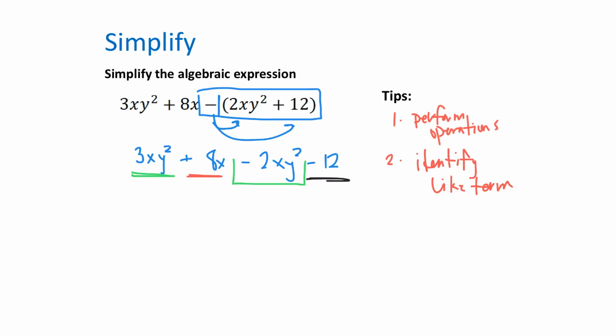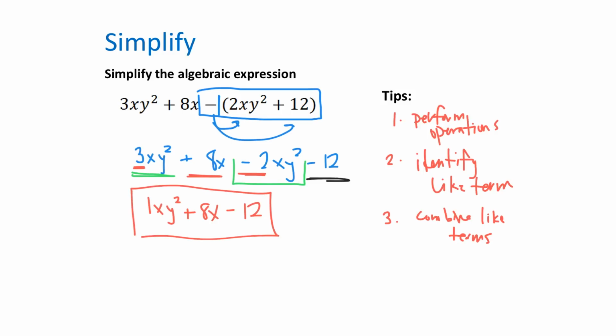And so what we would then do is we're just going to combine. So our third step is combine like terms. So let's go ahead and do that. So 3xy squared minus 2xy squared. Again, when we combine, yes, it's the variables that tell us what are like terms, but we actually only use the numbers to do the operation. So 3 minus 2 is 1xy squared. The 8x didn't have a partner, so we're just going to write plus 8x and then minus 12. And so there is our simplified answer. So the variables tell us the like terms, but we only do operations with numbers. We don't even have to worry about the variables once we identify them.